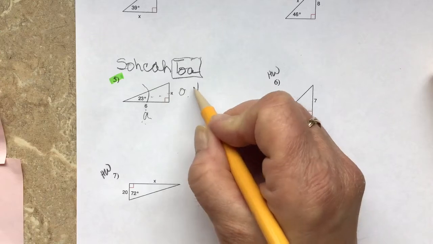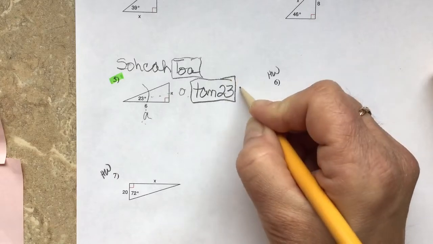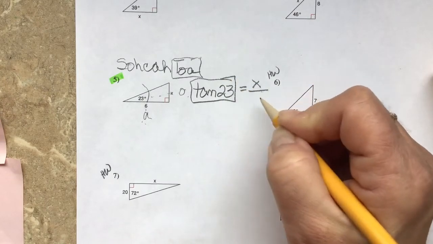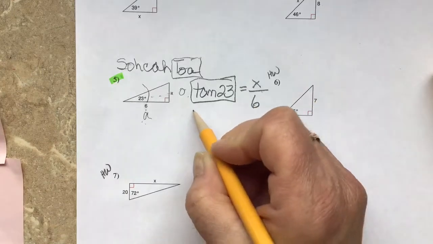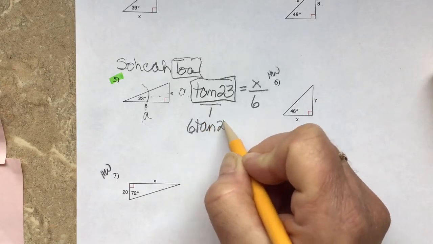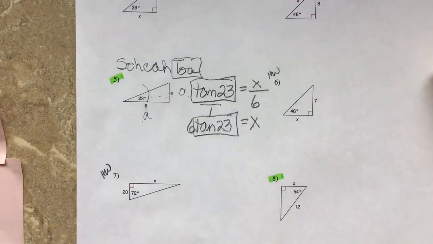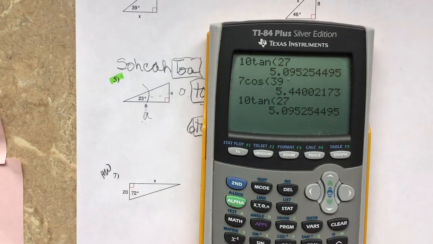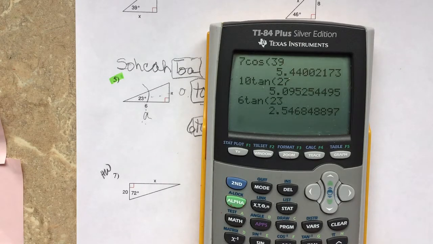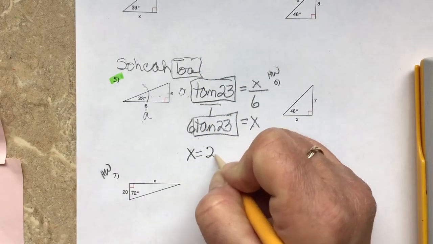So your equation is tangent 23 locked together equals opposite over adjacent. If you need the 1, put it. Cross multiply, 6 tangent 23 equals 1x, or x. Now go to your calculator. 6 tangent 23 and hit enter. And nearest tenth, it should be x equals 2.5.